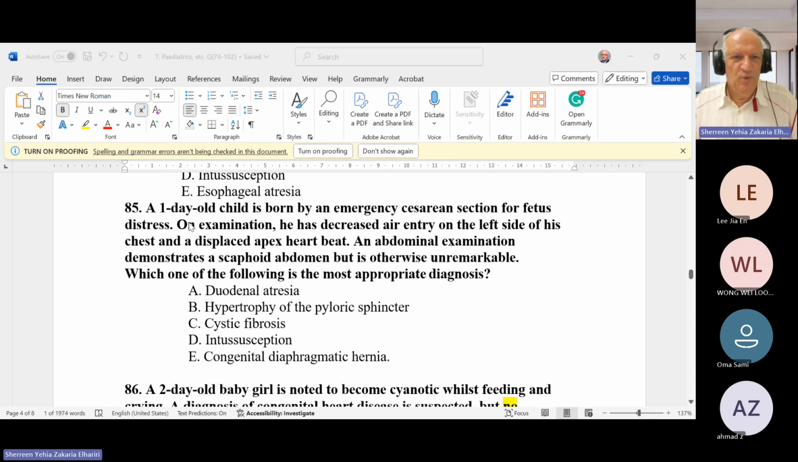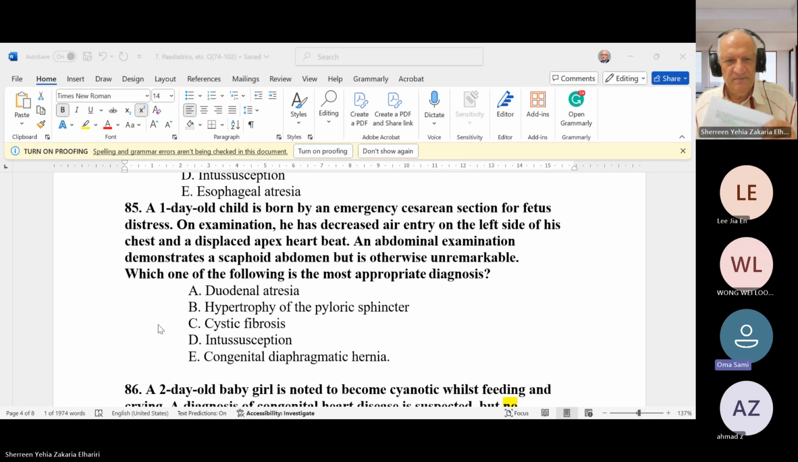All right. A 1-day-old child is born by emergency cesarean section for fetal distress. On examination, he has decreased air entry in the left side of his chest. So air entry on the left side is impaired. Displaced apex heartbeat means that it is not in the normal position. Abdominal examination demonstrates a scaphoid abdomen, otherwise unremarkable. So what is your diagnosis? Anyone, what is the patient's diagnosis?